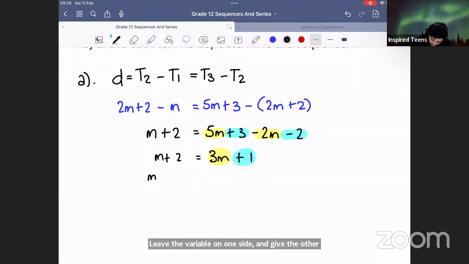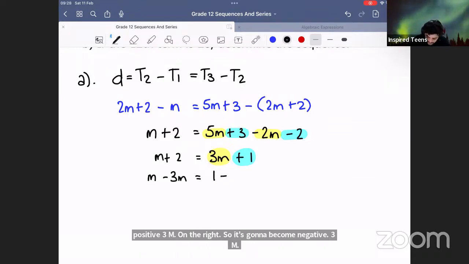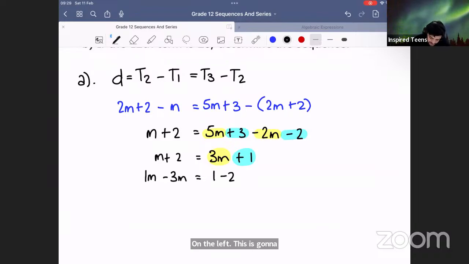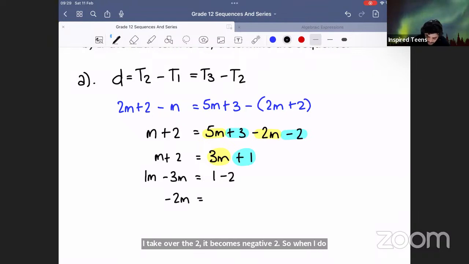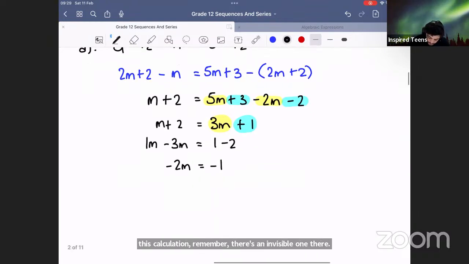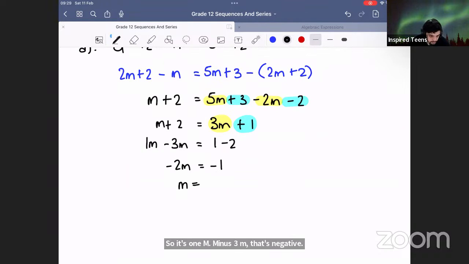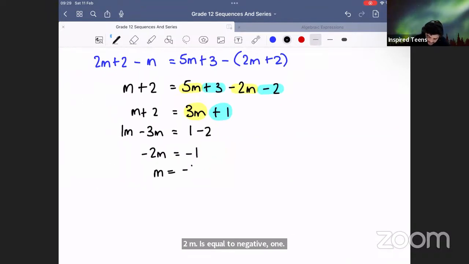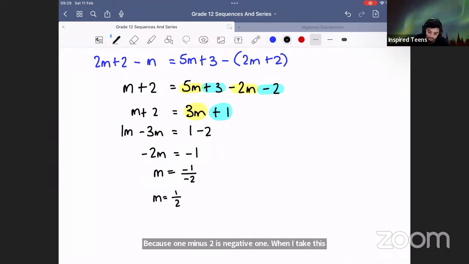So I'm going to take this guy over. It's positive 3M on the right, so it becomes negative 3M on the left. I'm left with 1. I take over the 2, it becomes negative 2. When I do this calculation, remember there's an invisible 1 there. So it's 1M minus 3M, that's negative 2M, is equal to negative 1, because 1 minus 2 is negative 1. When I take the negative 2 over, it becomes negative 1 over negative 2. M is therefore equal to a half.